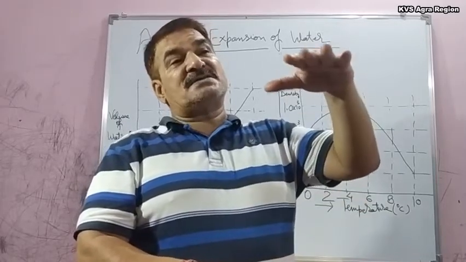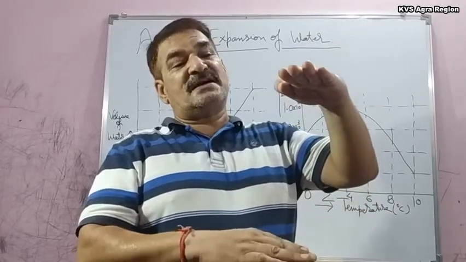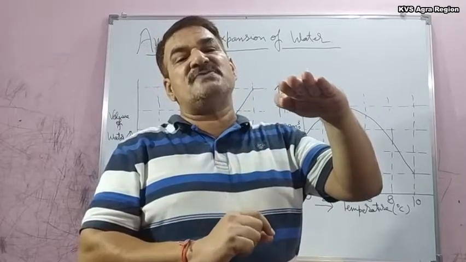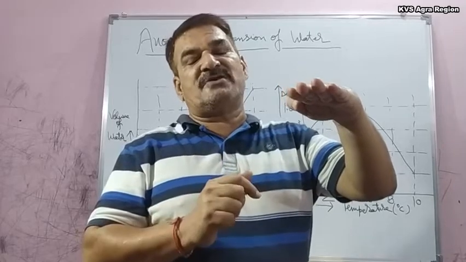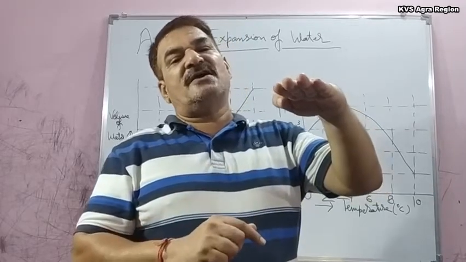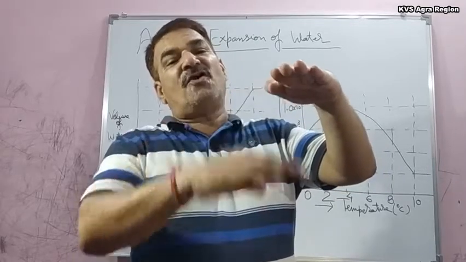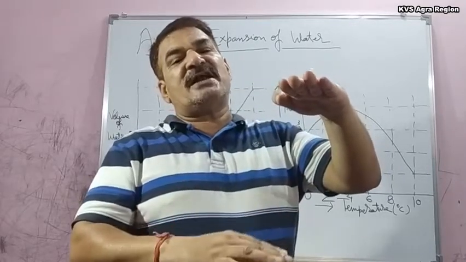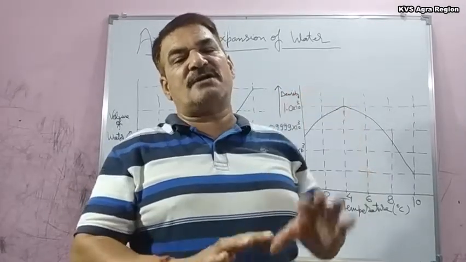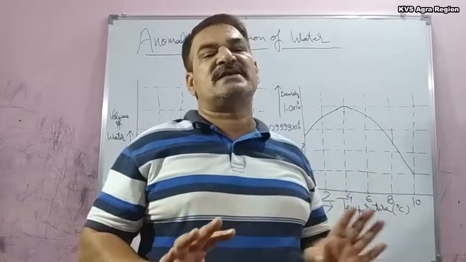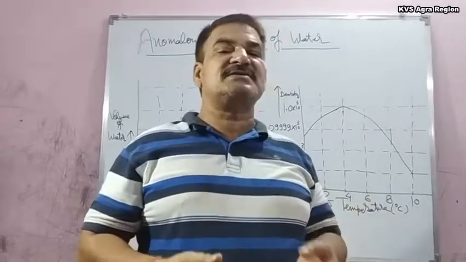Now what happens when it is becoming more and more cold? Water is a bad conductor, a good insulator. So the ice that has formed at the top level doesn't allow the heat to go out, and in this manner the water at the bottom remains at 4 degrees Celsius. So in this manner the life of the aquatic animals is saved.